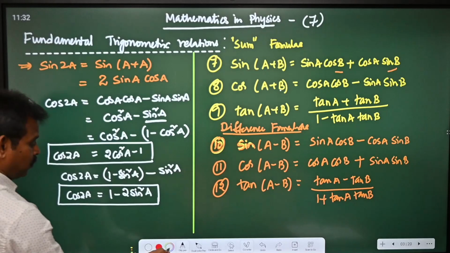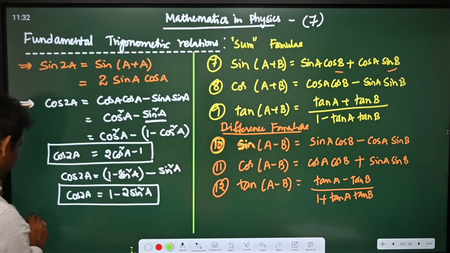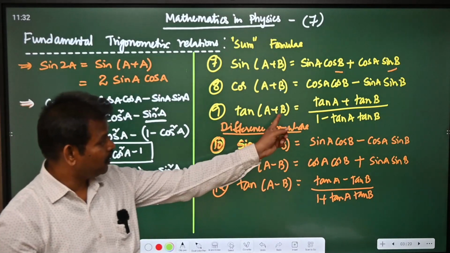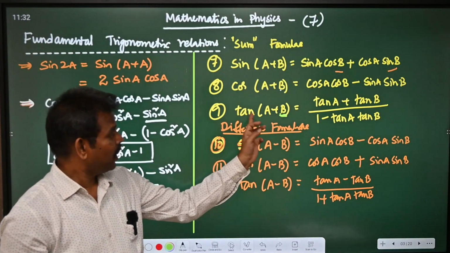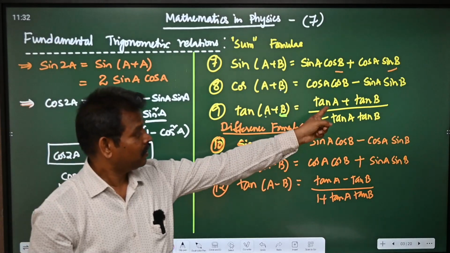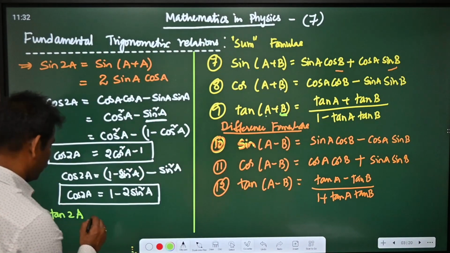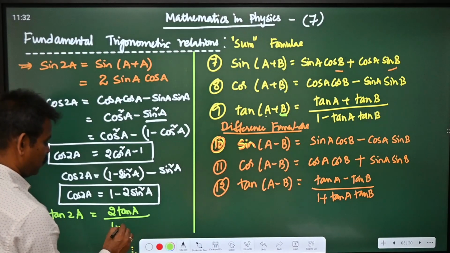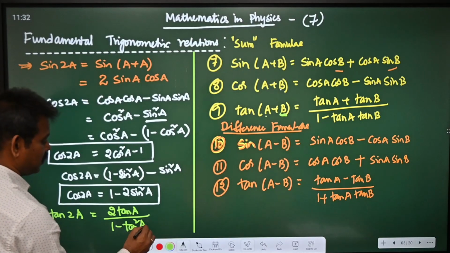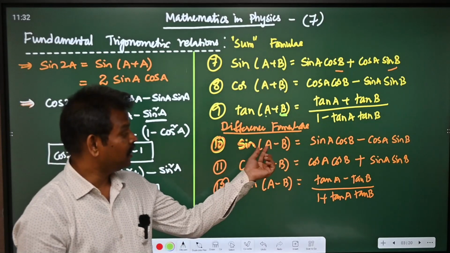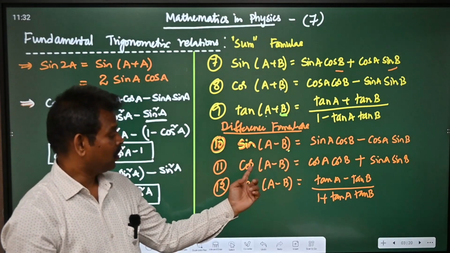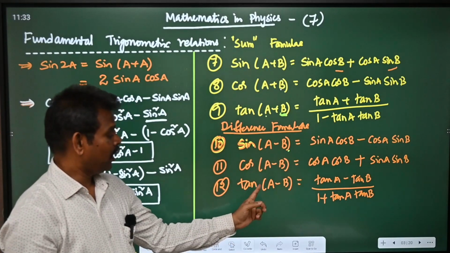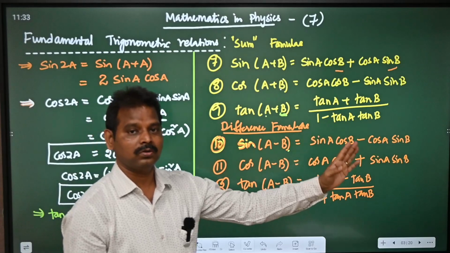Similarly, if you want to write tan 2a, instead of b, you just keep this as a. Tan of a plus a will become tan 2a. Tan a plus tan a, 2 tan a by 1 minus tan square a. But what about this, sin of a minus a, 0? Cos of a minus a, cos 0 is nothing but 1. Tan of a minus a is also 0.